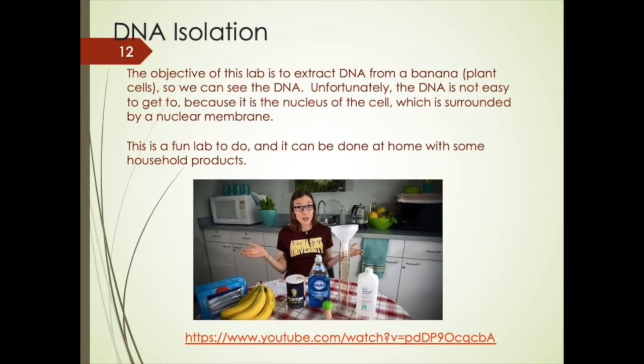Okay, so now we're going to talk about isolation. The objective of this lab is to extract the DNA from a banana so we can see the DNA. Unfortunately, the DNA is not easy to get because it's in the nucleus of the cell, right? There's a lot of different layers you have to go through to get to the inside of the nucleus. So you have to get through the cell wall, the cell plasma membrane, the plasma, all the different layers inside.